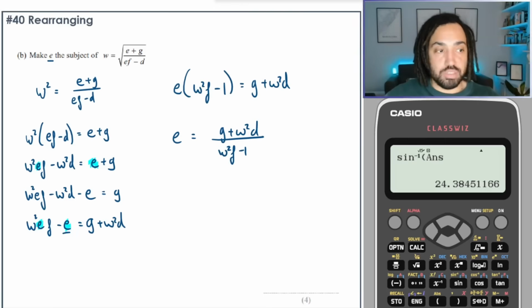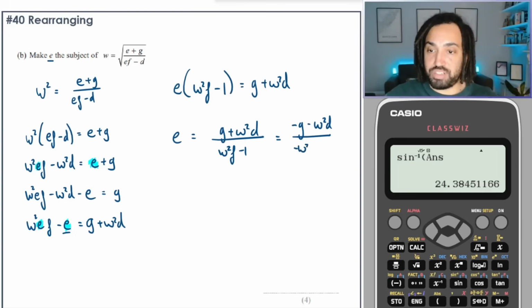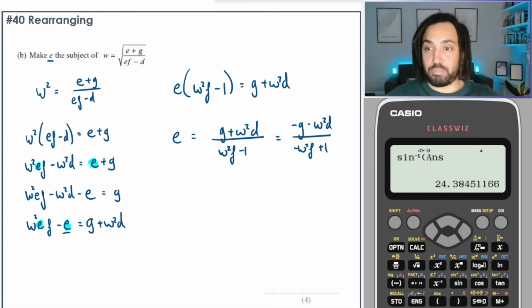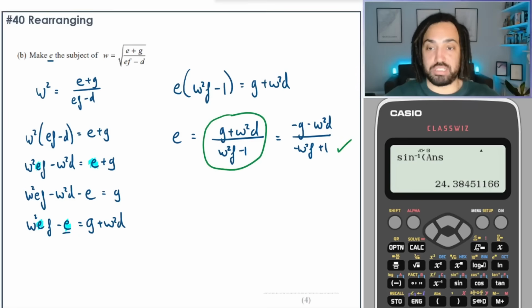Okay, it's not the only way to do it. Sometimes you might have worked through and you might have got this as an answer, where all the terms have a different sign. If that's the case, that is still correct. But this one is just slightly nicer because it's got fewer minus signs.